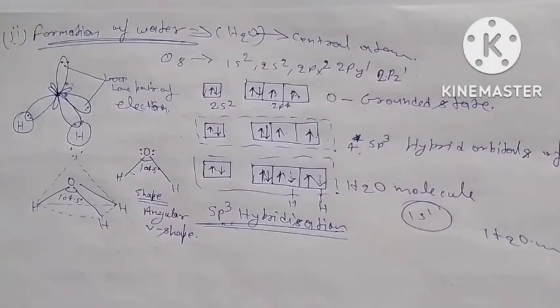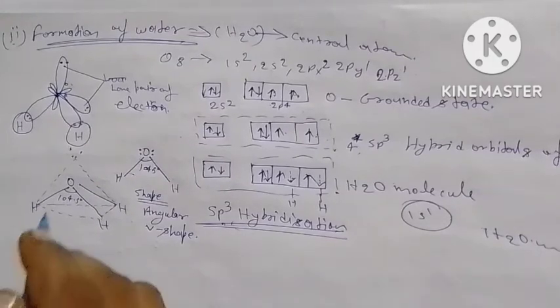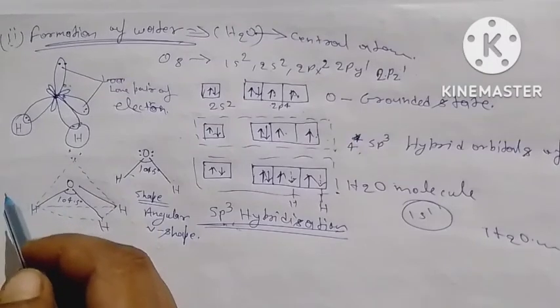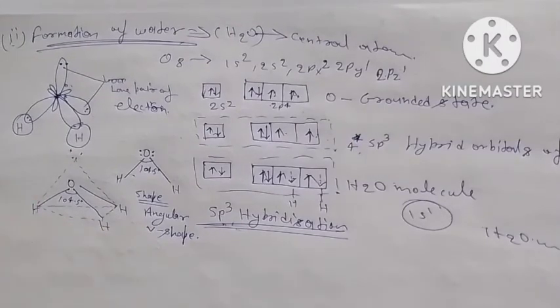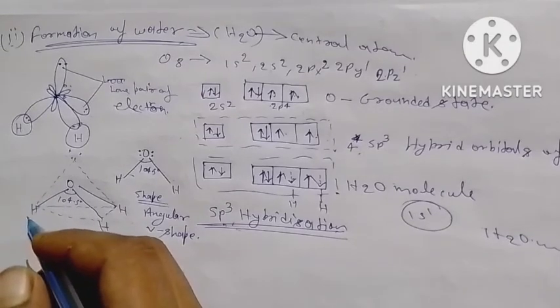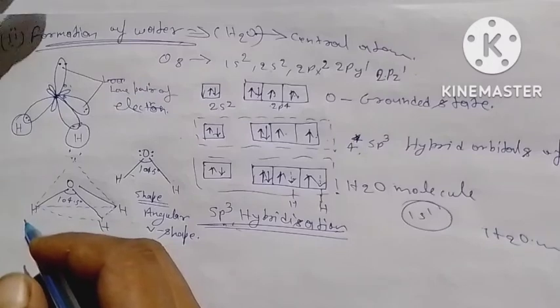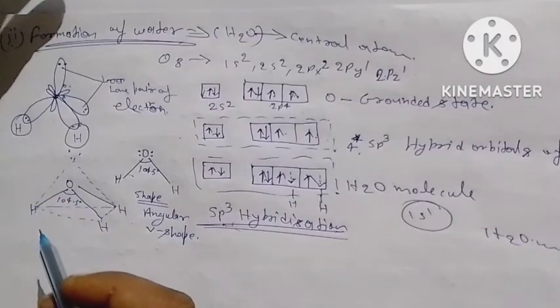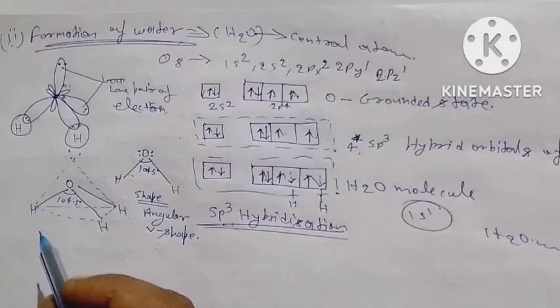These 4 hybrid orbitals are distributed tetrahedrally. The two corners of the tetrahedron are occupied by 2 lone pairs.